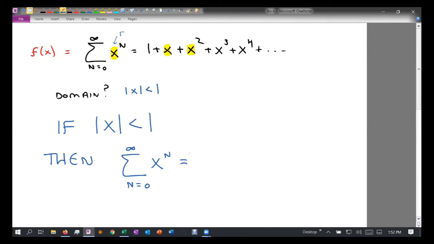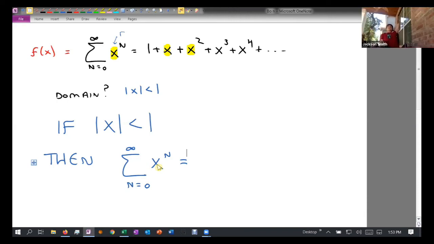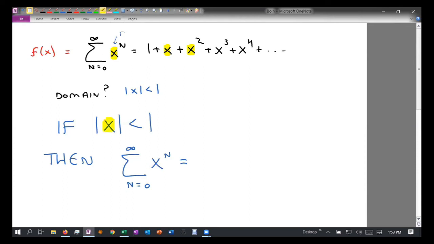I didn't hear that last piece. So when we plugged in 1/2, right? What did 1/2 go to? 1 over 1 minus 1/2, right? So as long as I'm picking an x whose absolute value is less than 1, shouldn't this be equal to this? A geometric series? Yes, but it is the geometric series.